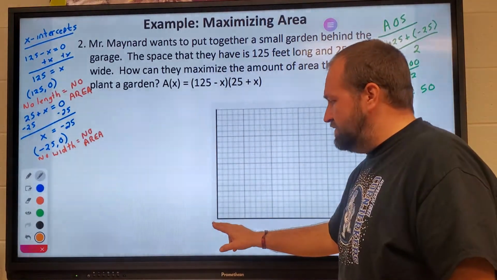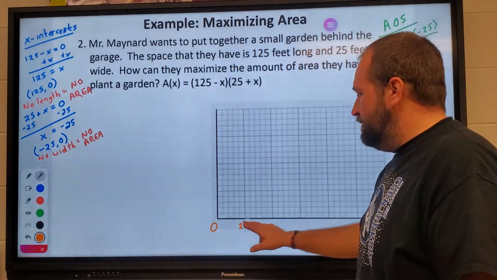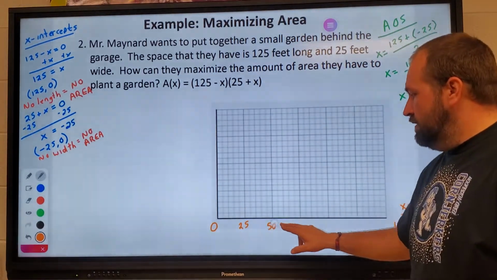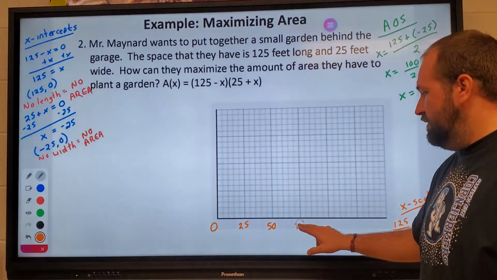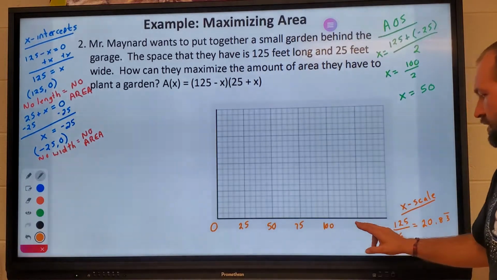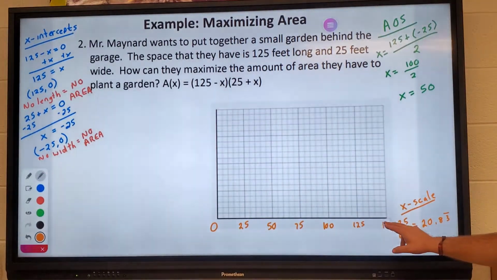Okay, so here I have 0, and if I round it to 25, I have 25 here. This would then be 50. This would be 75. This would be 100. This would be 125. And then the end here would be 150.